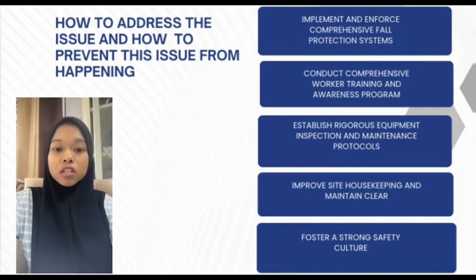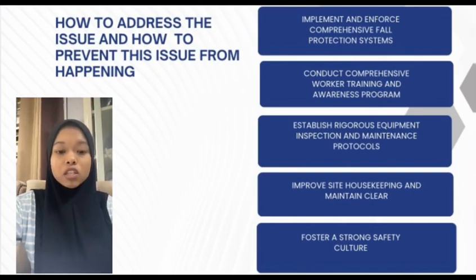Workers must be trained to recognize fall hazards, properly use fall protection equipment, and understand safe practices. Companies that implement comprehensive training programs report fewer fall-related incidents. For instance, a construction company saw a 60% drop in falls after introducing hands-on training on fall arrest systems.